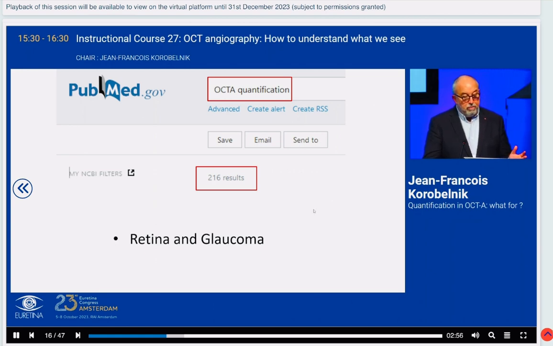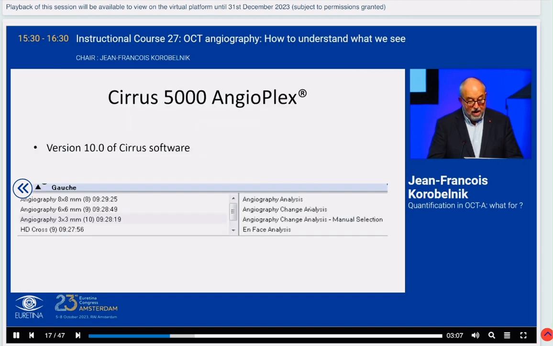So when you do PubMed and you do OCTA and quantification, you have more than 200 papers speaking about retina and glaucoma OCTA quantification. So it's complicated. The thing is that we can do it, and depending on the machine, I will present about the Zeiss because that's the machine we have in our department, but many machines now do quantification. I just want to highlight what is contributive and what you may be aware of.